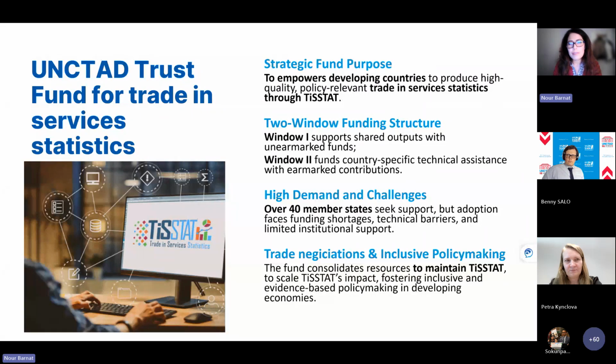We receive a lot of requests. We have now more than 40 member states seeking support and wanting to adopt TiSSTAT. However, you know the challenges in the UN system. Without extra budget, it's hard to contribute or to support all these member states. This is why we established the trust fund. The idea is to seek donors to help, especially with the maintenance of the system in the future.